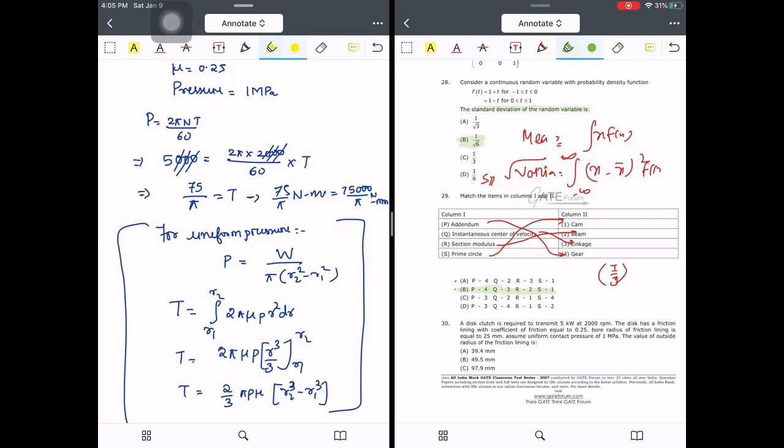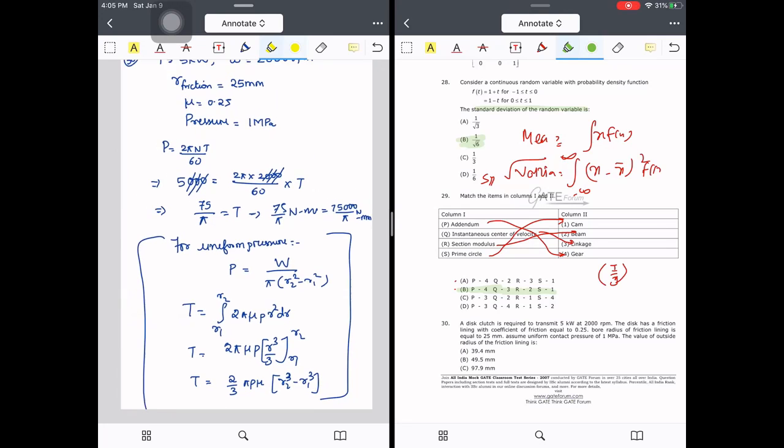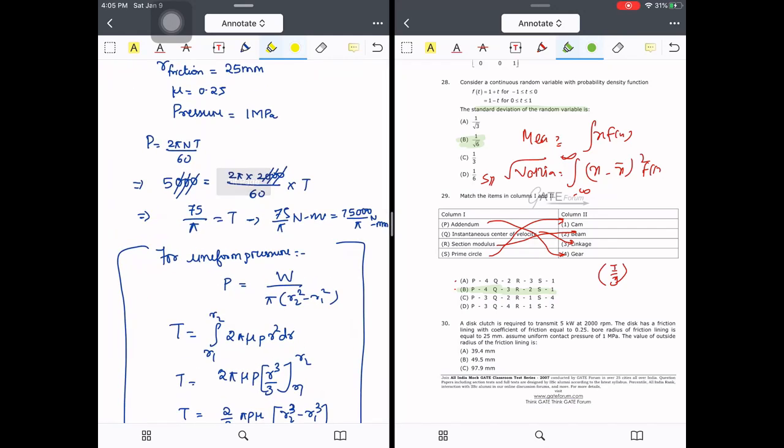Now question number 13. So here in this I will be proving how I derive the formula for friction disc.